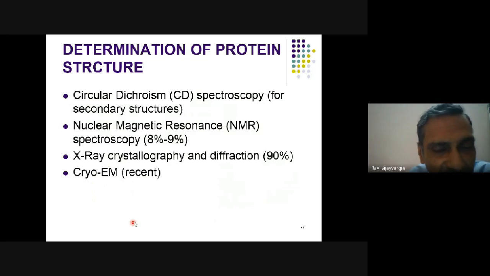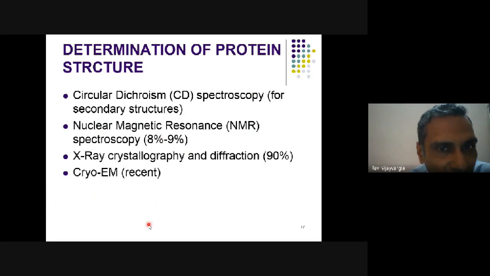Okay, once you have purified proteins, one of the major uses of purified protein is to determine the structure of the protein. There are several labs and researchers totally devoted to getting the structures of different proteins. There are different ways in which you can determine the structure, whether you are interested only in the secondary structure or in the tertiary structure. Based on that, you can use different techniques.